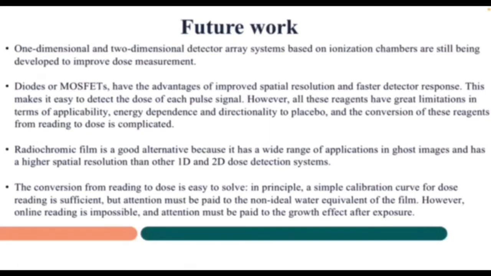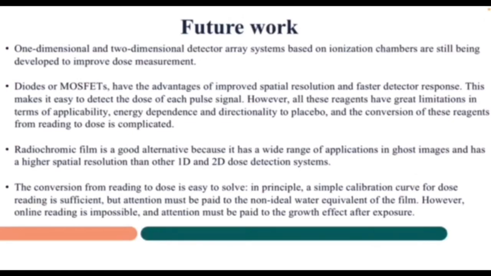One-dimensional and two-dimensional detector array systems based on ionization chambers are still being developed to improve those measurements. Diodes or MOSFETs have an advantage of improved spatial resolution and faster detector response. This makes it easy to detect the dose of each pulse signal. However, all of these detectors have a great limitation in terms of applicability, energy dependence and directionality of placement, and the conversion of these detectors from the reading to the dose is complicated.